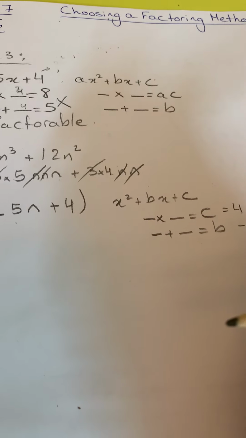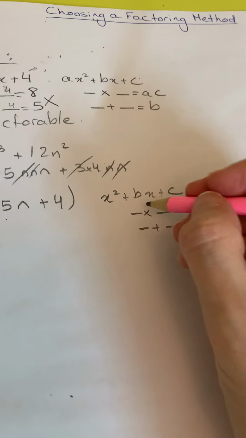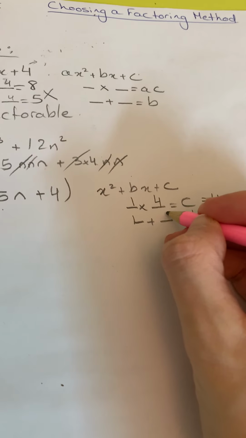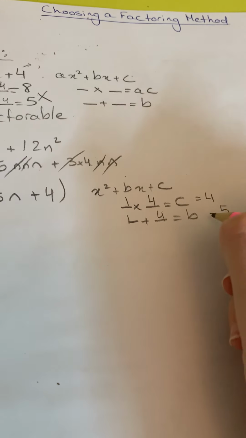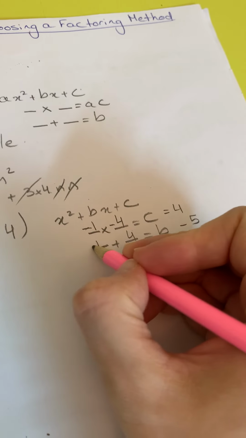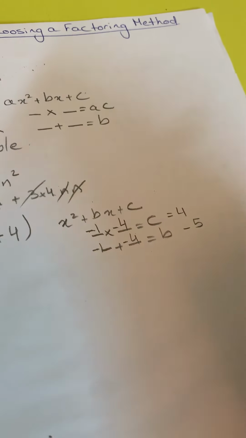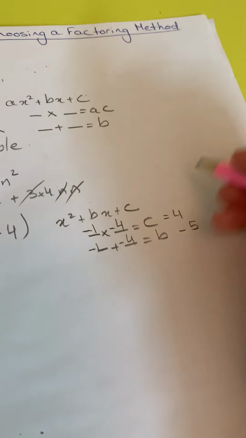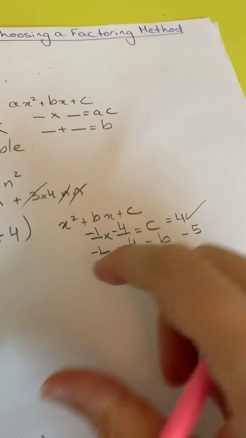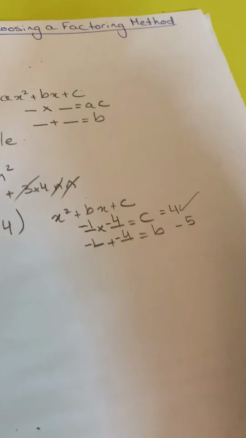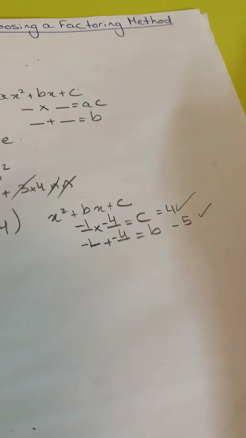So 4, I would think about 1 times 4, but if I added them, it will be 5. I need -5, so let me put a negative for the numbers. Now it works. -1 times -4 is 4, which is correct. -1 and -4 is -5 if I added them, which is correct.